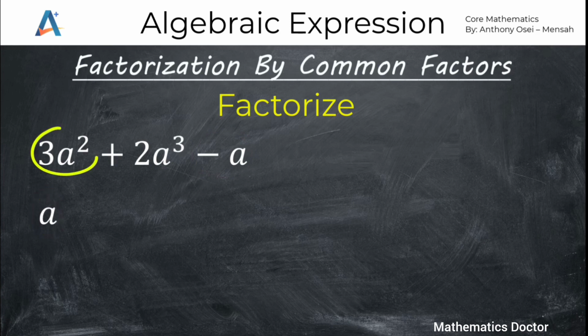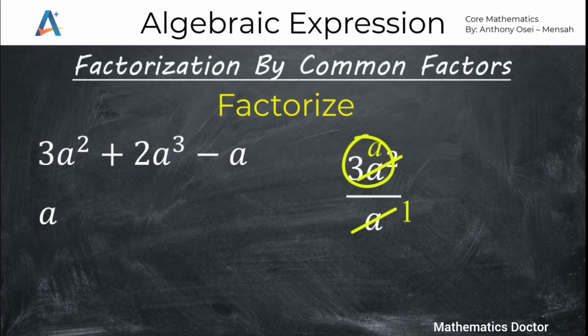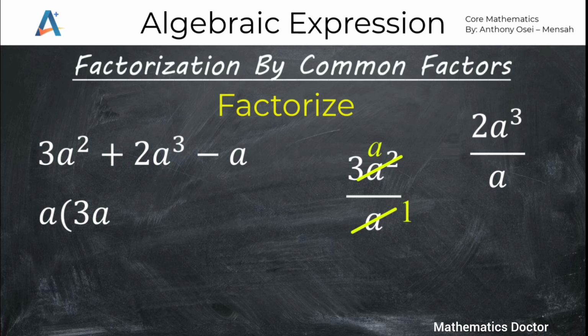Now, 3a squared. 3a squared will be divided by the common factor a. So a here, 1, a into a squared is a. So we have 3a as our answer. Then we'll put it here, 3a. Then we take the second term, which is 2a cubed. 2a cubed. And we divide it by the common factor a.